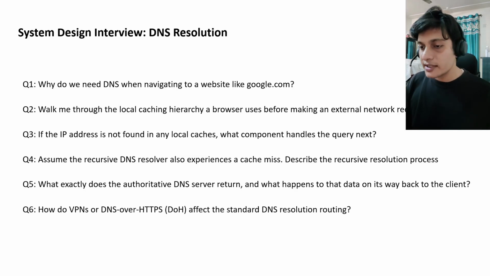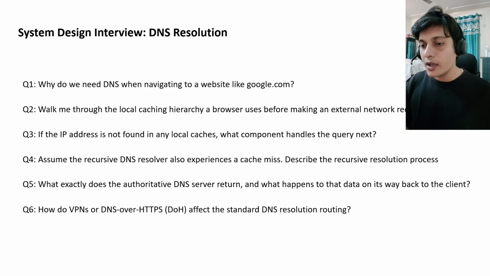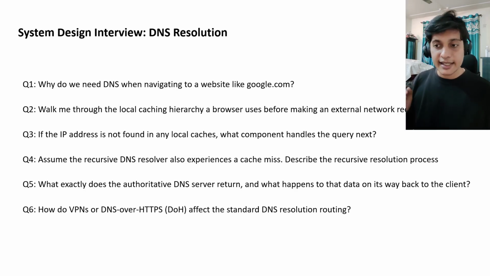If the IP address is not found in your local cache, what component handles the query next? I guess you know who will. Simple, the ISP. Assume the recursive DNS resolver also experiences a cache miss. Describe the recursive resolution process. It is asking what the stages are where it checks for the IP, for the cache, for the mapping.